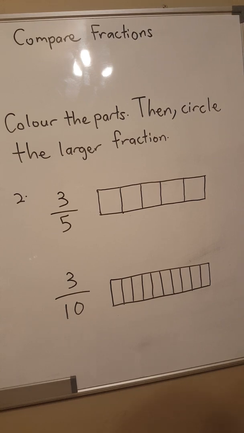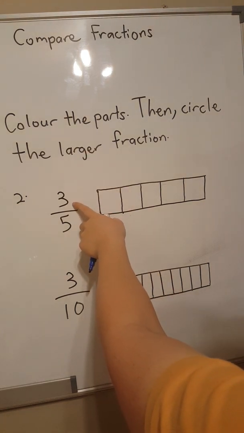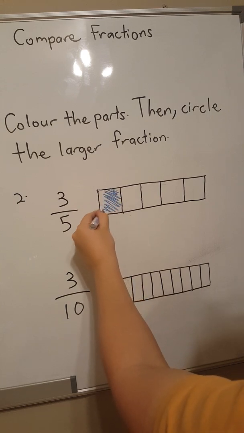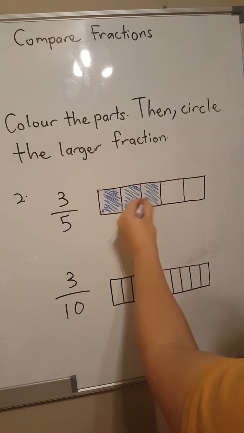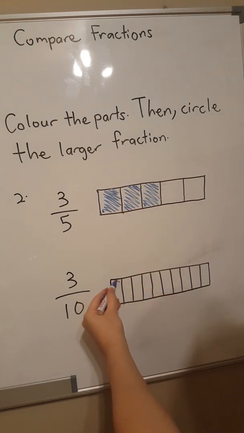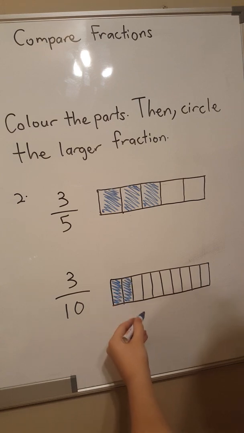Okay, so now we are going to do question number 2. We are going to first color the parts, 3 over 5, so 1, 2, 3. For 3 over 10, 1, 2, 3.